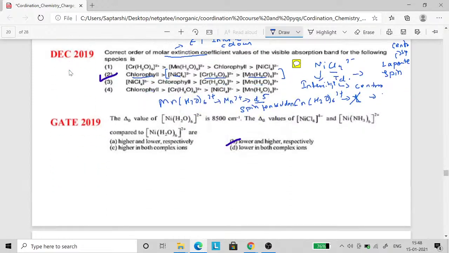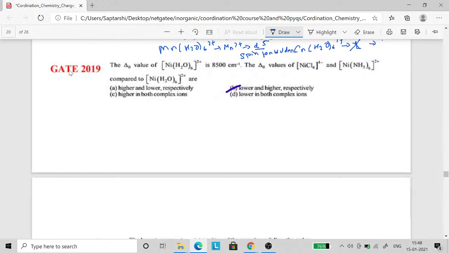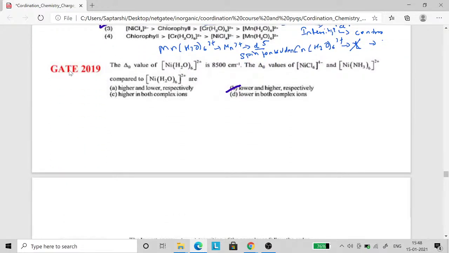So next question from GATE. The del zero value of the nickel aqua complex is 8500 centimeter inverse. The del zero values of NiCl6 4 minus and Ni(NH3)6 2 plus compared to this are. So we're going to compare this value with the values of NiCl6 4 minus and Ni(NH3)6 2 plus. Let us compare and see what's going to happen.